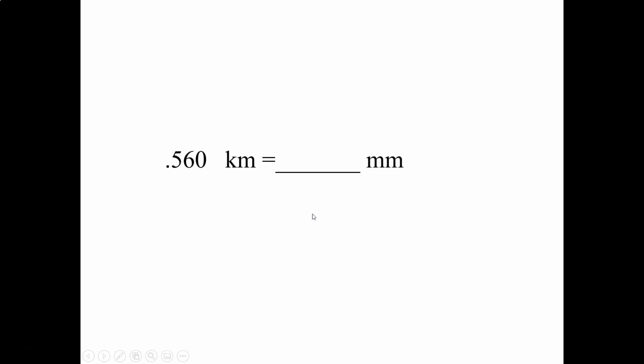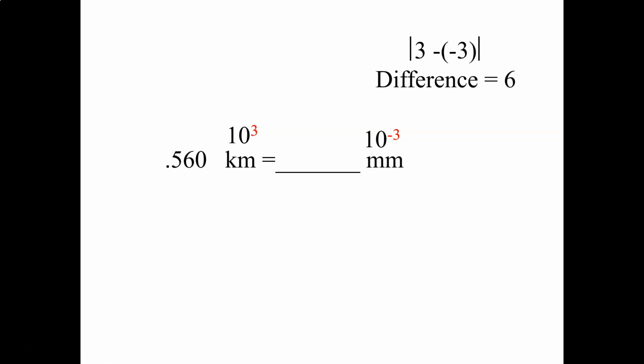Looking over another example. So here I've got km and mm. So above the k, I'm going to write 10 to the third, positive 3. And above the mm, I'm going to write 10. Now this m means milli, and that m means meter. So since there is a prefix here, we're going to write 10 to the minus third. Now how many steps do I take on my number line to jump from 3 to minus 3? That's going to be 6 hops on the number line, or if I subtract them, I'm going to get a difference of 6.